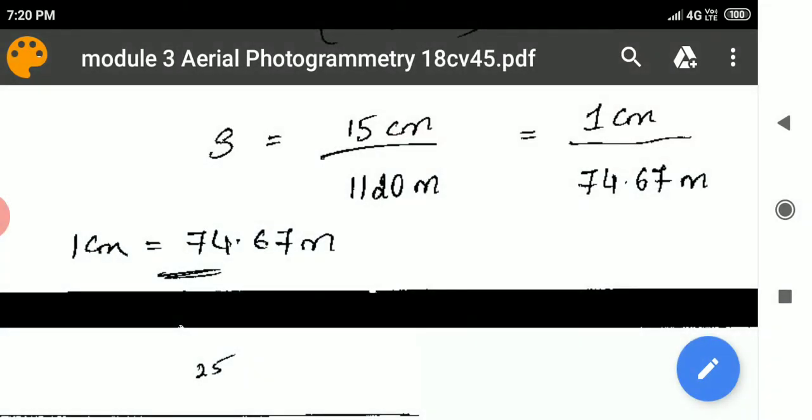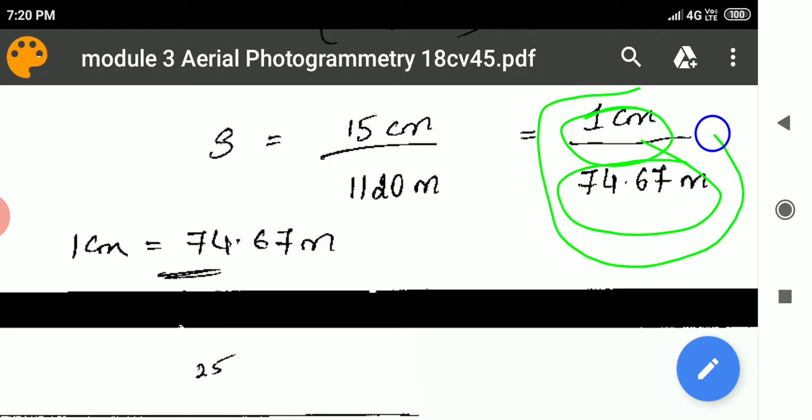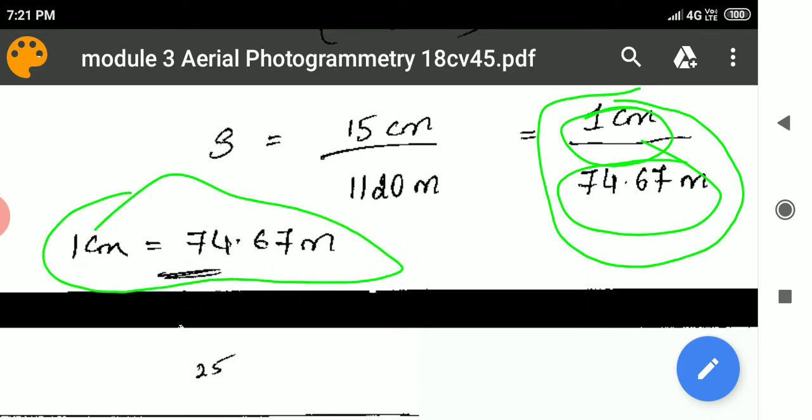see here, this is centimeter and this one is meter. Okay, you can leave it like this only at the end of the answer, or else you have to mention it like this: scale is 1 centimeter equal to 74.67 meter. If you want, you can convert 1 centimeter into meter and that 74.67 meter. So okay, by using all these we will get the scale is 1 centimeter is to 74.67 meter. Okay.